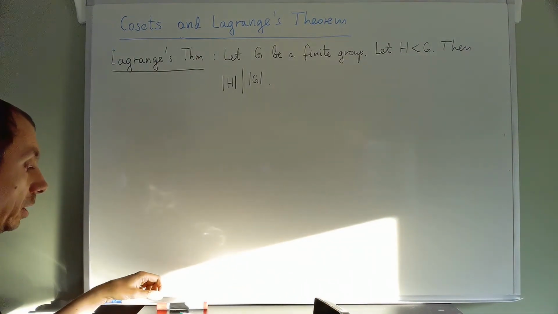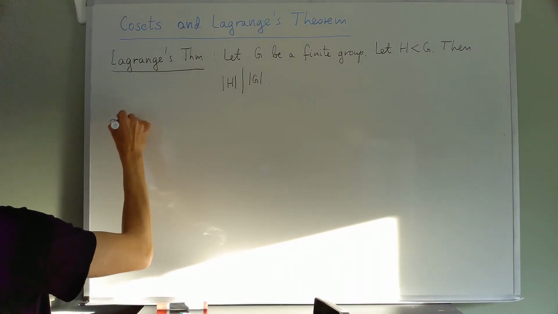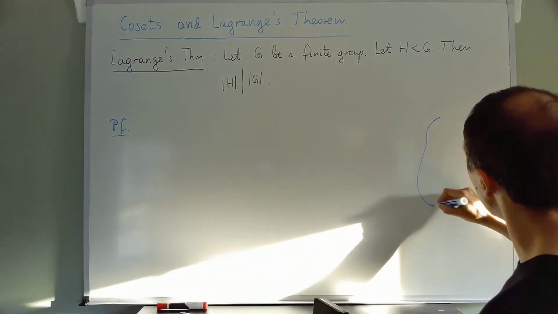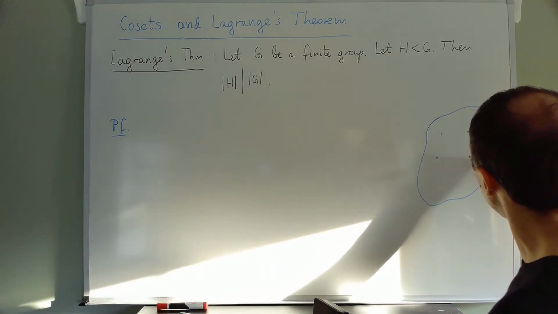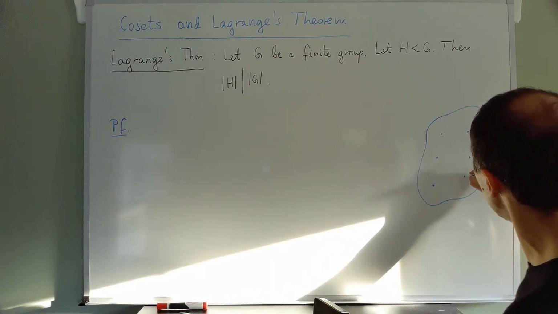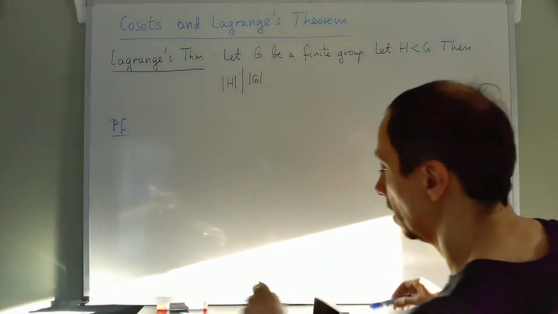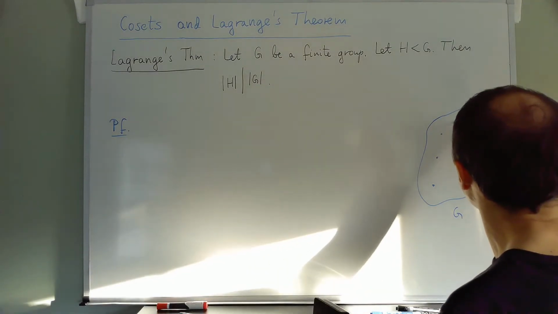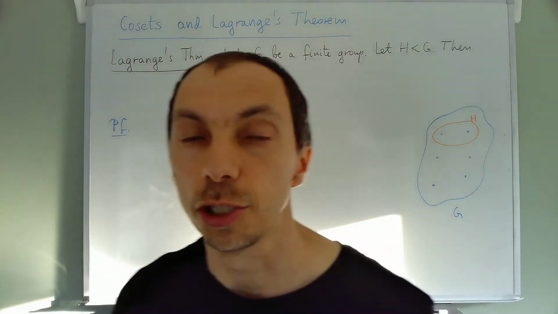All right, so I'm going to prove it in words, and then next to it I'm going to be drawing a picture of what's going on. So here in the picture is a group G. In my case, it's going to have like 6 elements. So that would be group G. And inside it, there is a subgroup, namely H. Okay, this is a subgroup H.